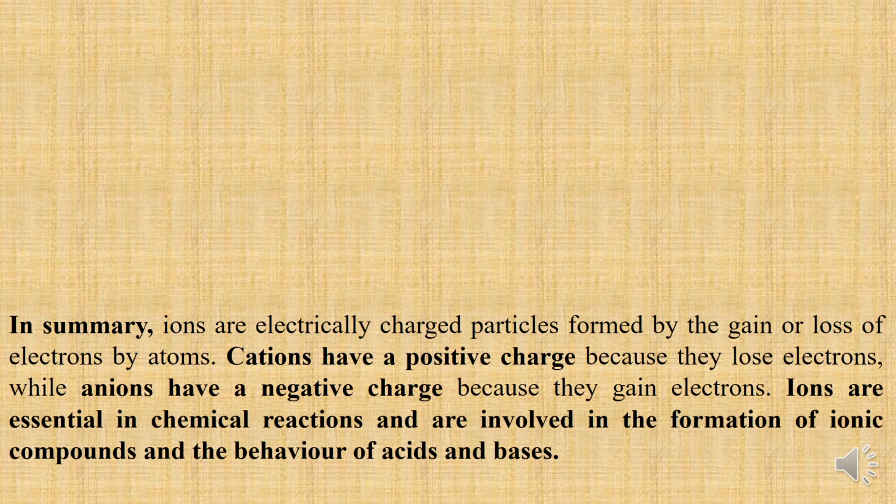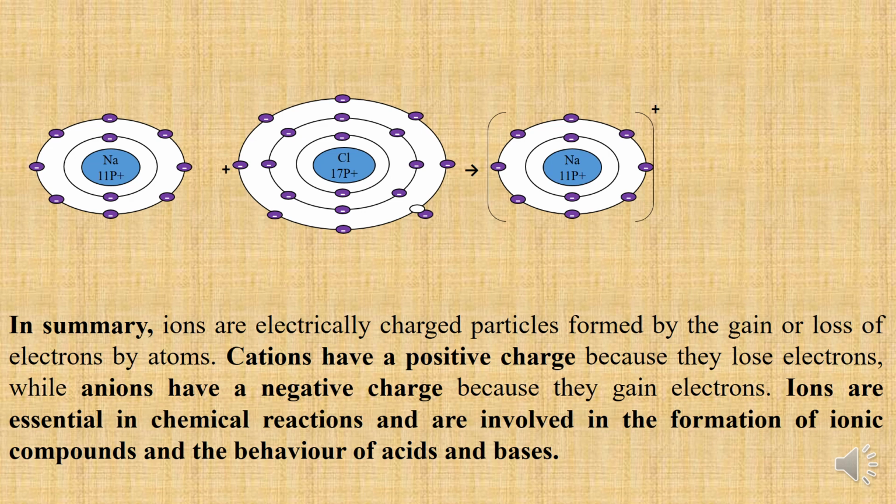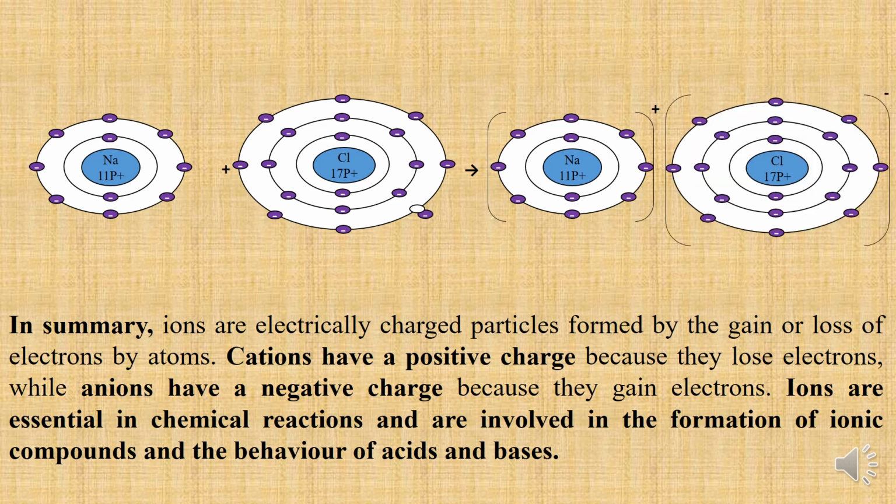So in summary, ions are electrically charged particles formed by gain or loss of electrons by atoms. Cations have a positive charge because they lose electrons, while anions have a negative charge because they gain electrons. Ions are essential in chemical reactions and are therefore involved in the formation of ionic compounds and the behavior of acids and bases.